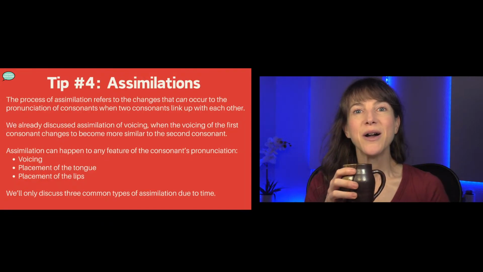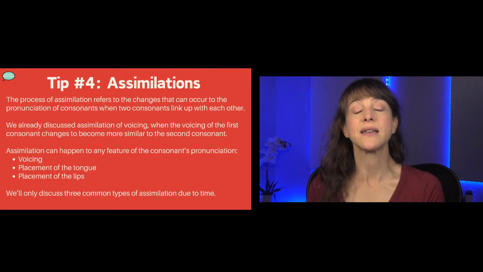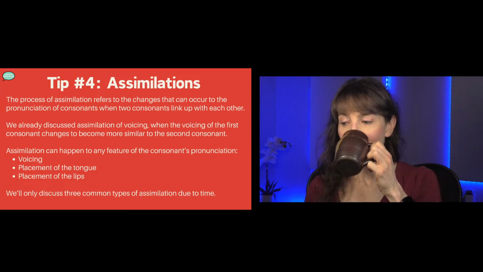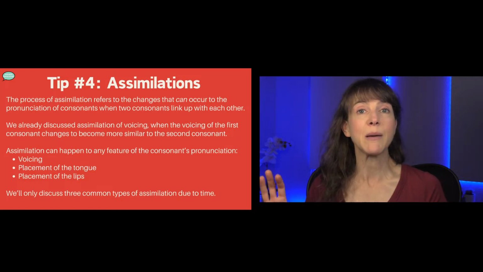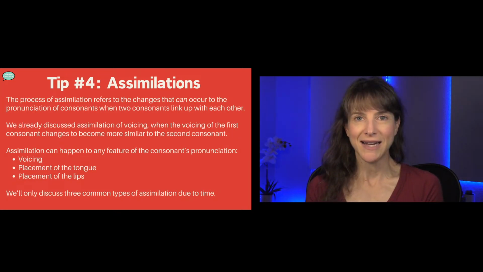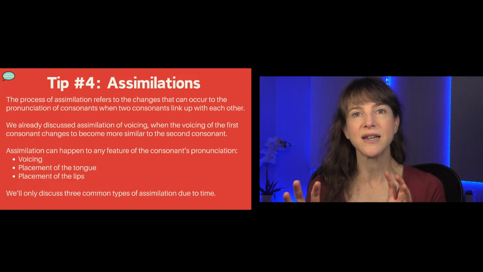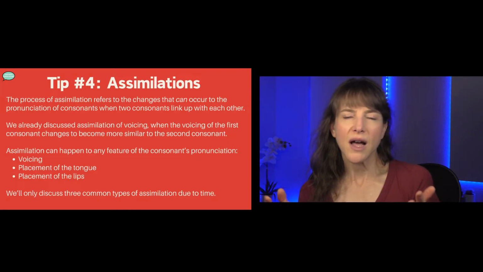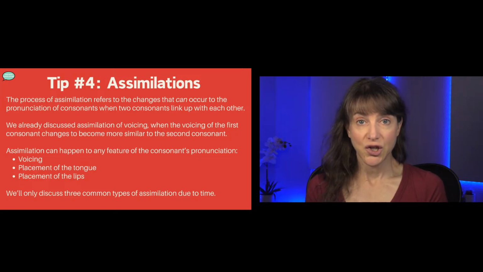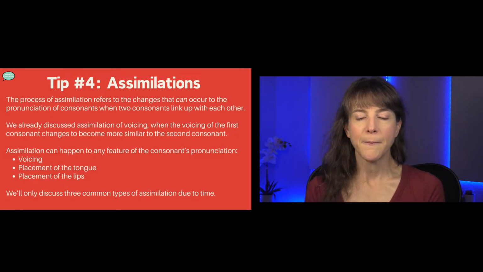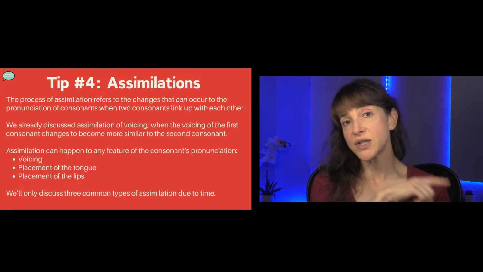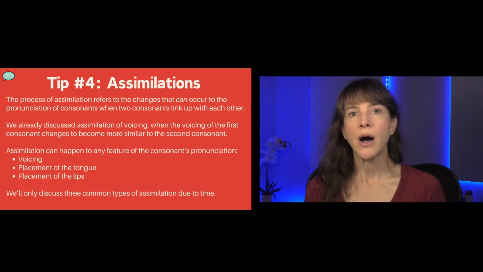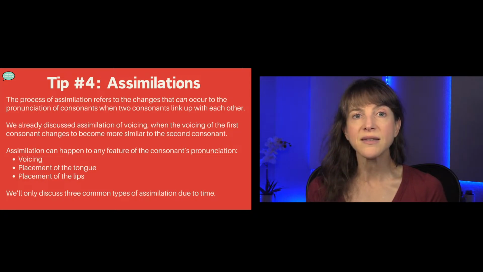All right, so consonant to consonant. This slide is a continuation of consonant to consonant, but we're talking specifically about additional assimilations. Like I mentioned, there are lots of consonant to consonant combinations in English, so there are lots of things that can happen. Assimilation is the process of changes that can occur to the pronunciation of consonants when two consonants link up with each other. We just talked about voicing. Now we're going to talk about other features of the pronunciation of these consonants that can change.